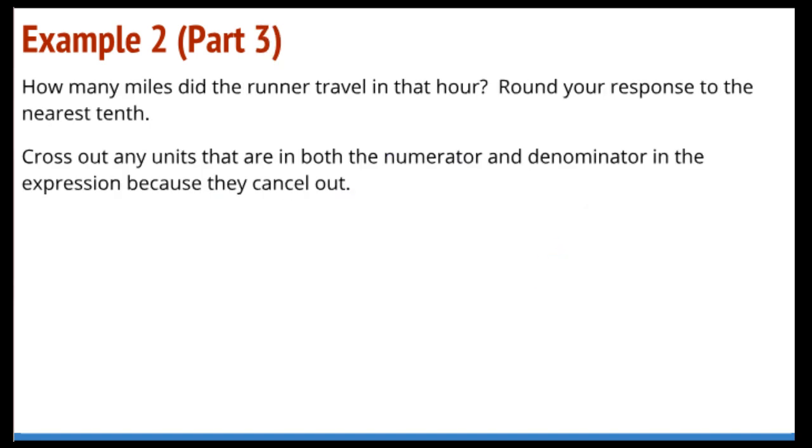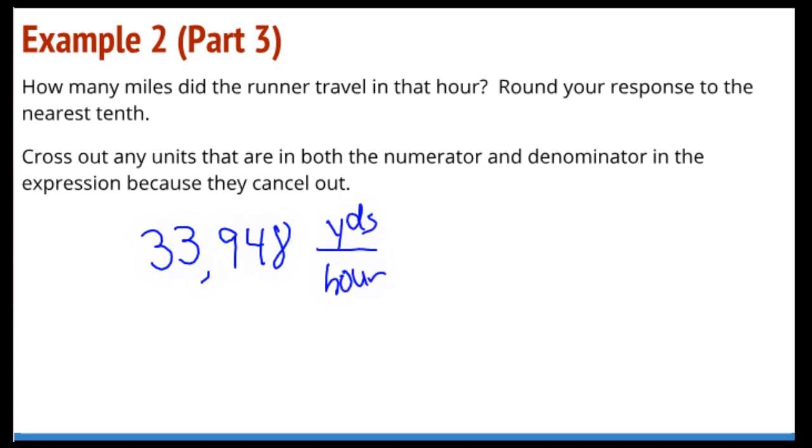So how many miles did the runner travel in that hour? Round your response to the nearest tenth. Well, I already showed this to you. We actually turned this into a miles per hour problem already. We found the yards were 33,948 yards per hour.